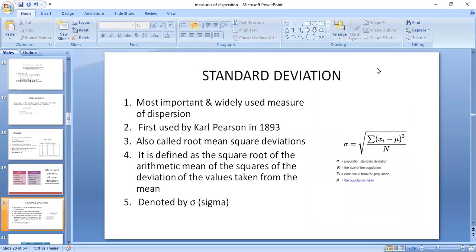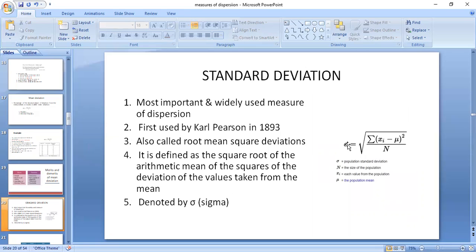Now the standard deviation. It is the most important and widely used measure of dispersion. It was first used by Karl Pearson in 1893. It is also called root mean square deviation. It is defined as the square root of the arithmetic mean of the squares of the deviations of the values taken from the mean, and it is denoted by the sigma sign.